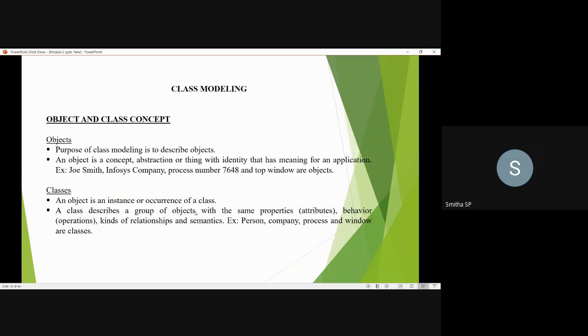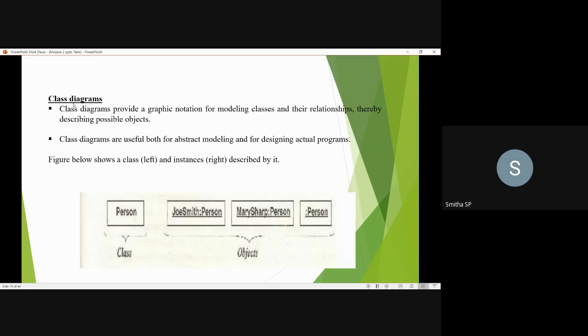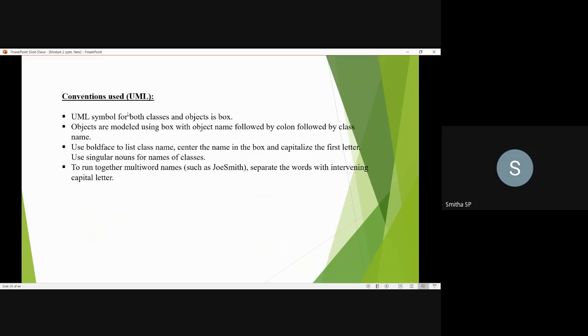So far we have discussed what an object is and what a class is, how they are represented, and examples of objects and classes and how they are represented using class diagrams. We have also discussed how these class diagrams are represented using the UML conventions.